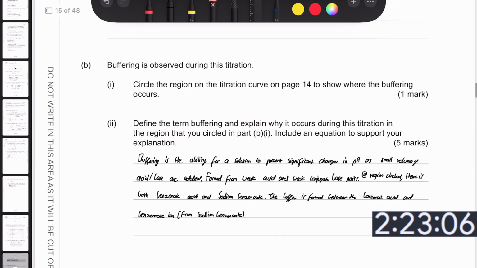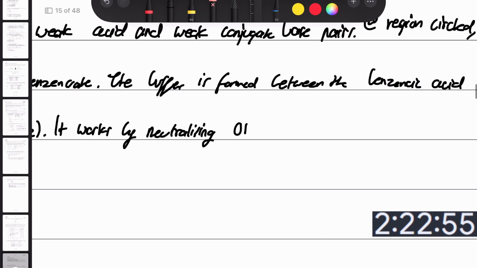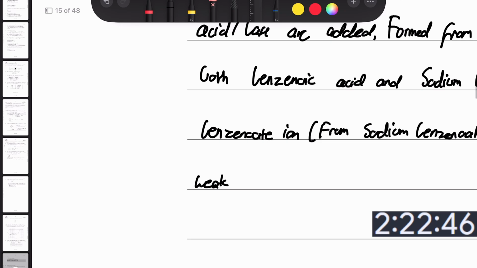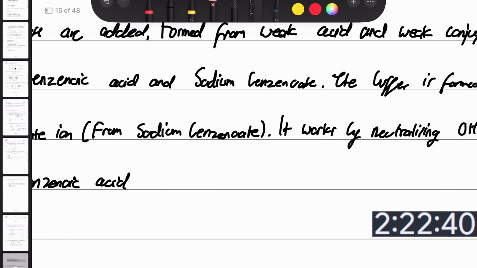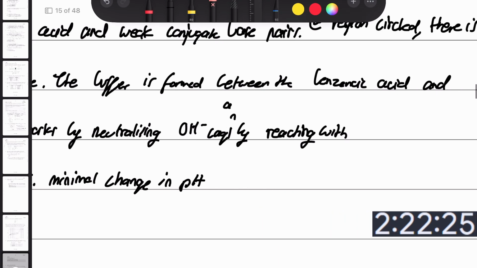It works by neutralizing the pH. Neutralizing OH minus by reacting it with the benzenoic acid. Less excess OH minus, therefore minimal change in pH. Neutralizing added OH.